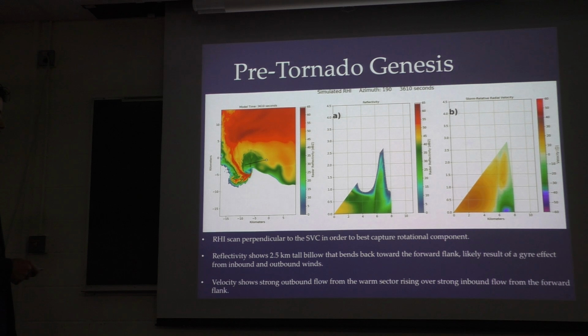And I would assume that's because in the velocity scans, we have a strong inbound flow here. This is 40 plus meters per second with pretty strong 25 to 30 meter per second outbound winds going over the top of it. So I assume that there's some kind of gyre going on there, which would make sense because we're scanning through the SVC, which is creating this big reflectivity billow here. It's about 2.5 kilometers tall in total.